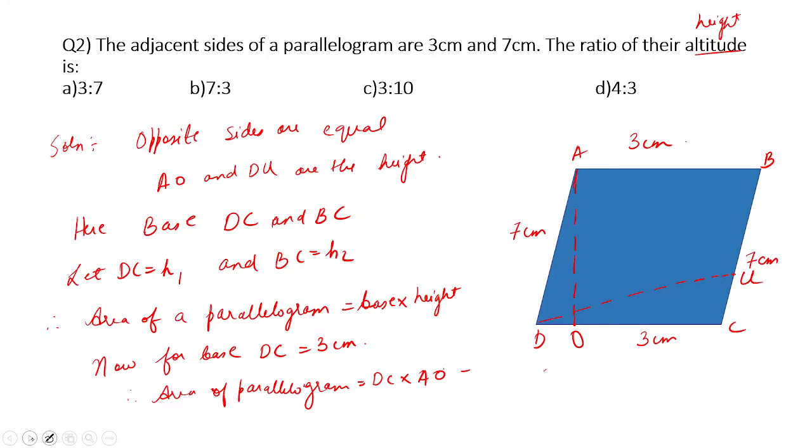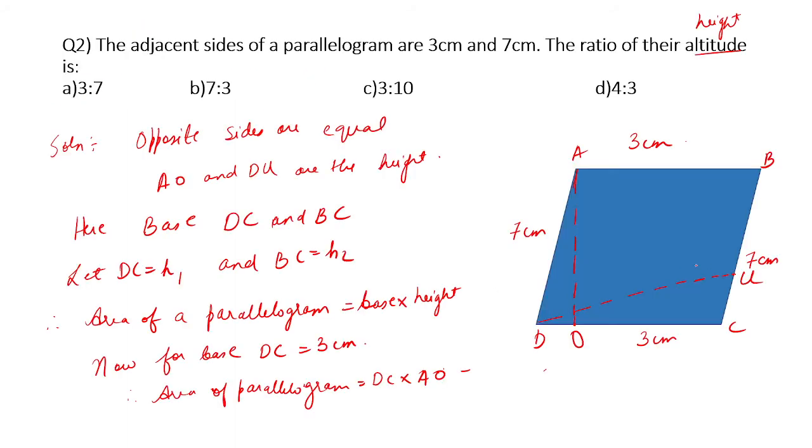DC is given as 3 centimeter, into what is height, given as H1. Now area, we'll just name it as area. Now we have another base, right? Area of parallelogram, it's going to be the same parallelogram. What is the base going to be? It is base into height.